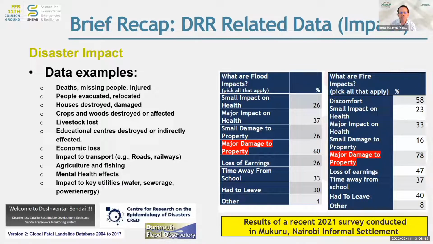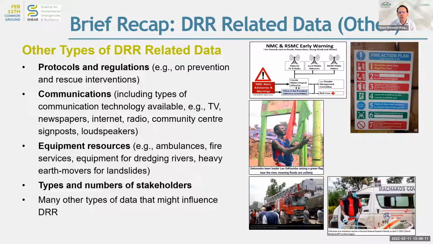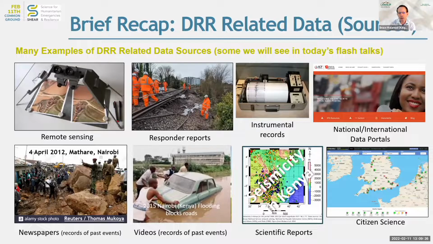And then we have disaster impact. There are many examples. You'll see some of these in the flash talks. And then also there are some global databases, Desinventar, EMDAT. We have the Global Fatal Landslide Database, Dartmouth Flood Observatory, and there's many of these. Now, there's many other types of DRR-related data. We have protocols and regulations, communication types, equipment, resources, stakeholders, and many other types of data that might influence DRR.